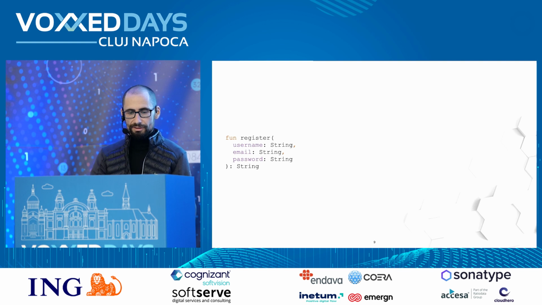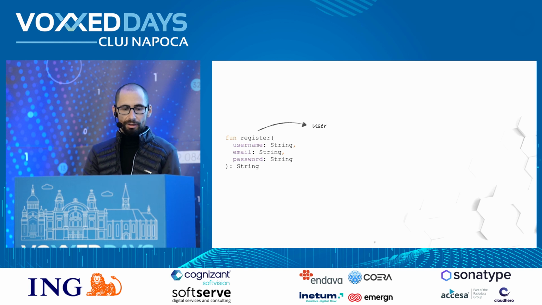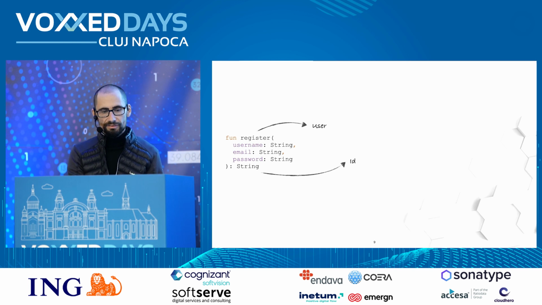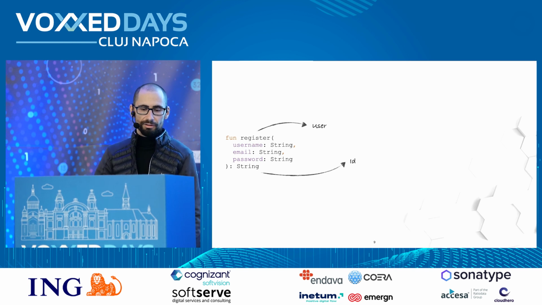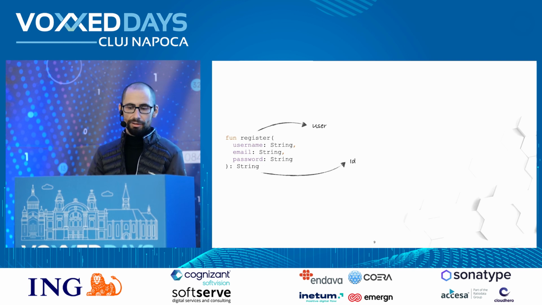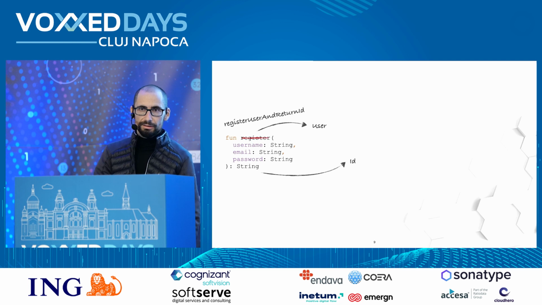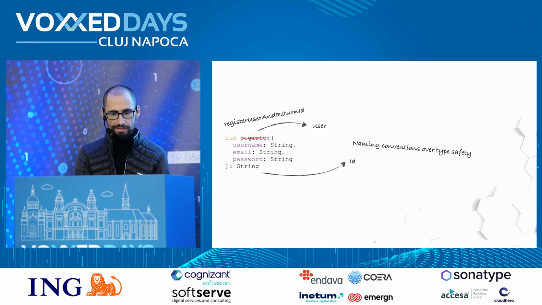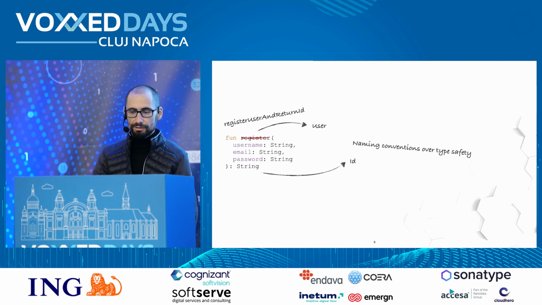We know that we register a user because it was in the specification. And we know that it returns an ID because, again, it was in the specification. But if you look at this function and you didn't read the specification, you probably wouldn't know what's happening here. So maybe we should rename it as register user and return ID to be a little bit more clear. And what we're doing here, we are choosing naming convention over type safety. And probably all of us were guilty of this at some point or another.